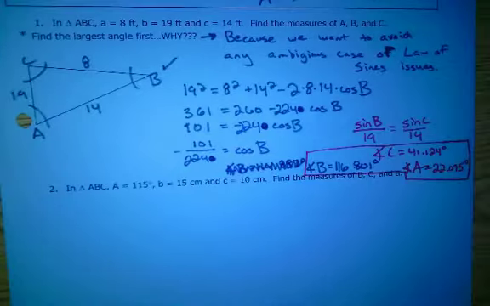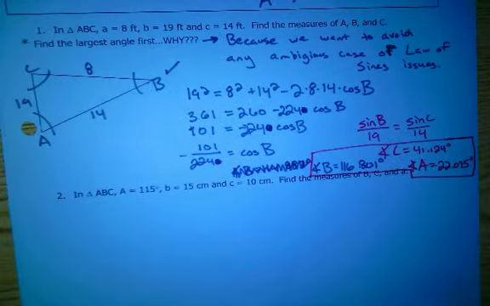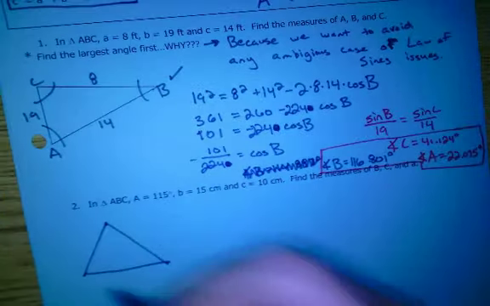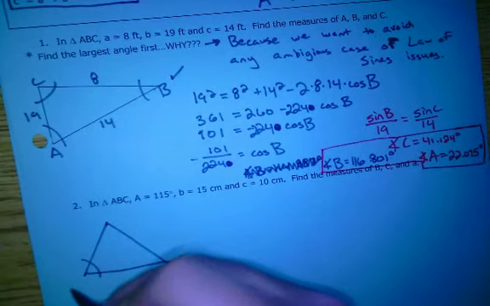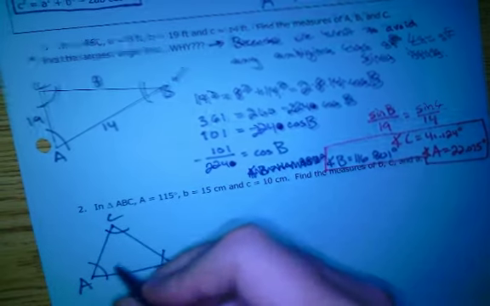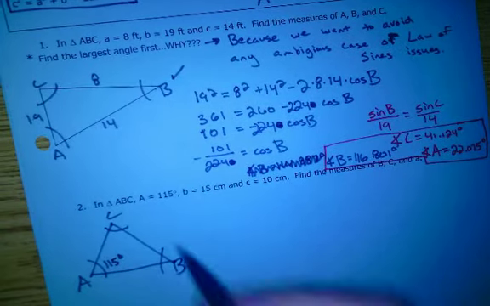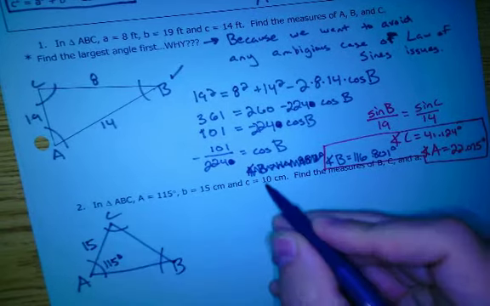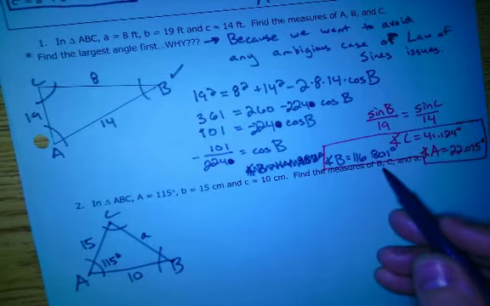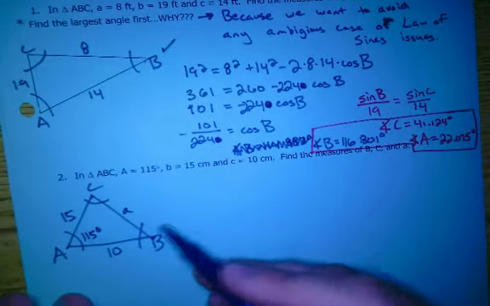So let's do an example where it's not side, side, side. So here's a triangle. I'd usually just draw the same triangle all the time. I don't really care. This is it, not to scale. This is A. This is B. This is C. So angle A is 115 degrees. B is 15. And C is 10. So we need to find the angle measures and A.